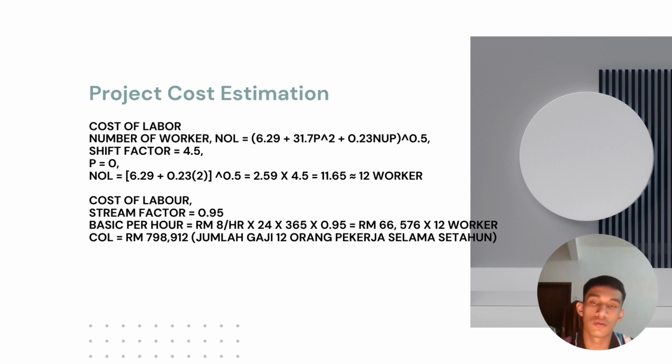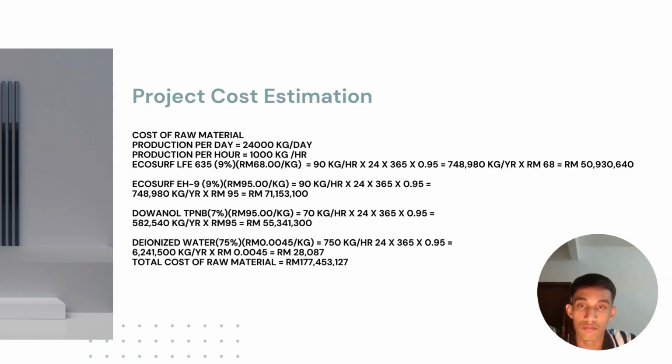So number of labor, we will get around 12 workers. For cost of labor, we multiply by the standard factor, and the minimum salary in Malaysia is around 8 ringgit per hour. After it is multiplied by the standard factor, cost of labor is around 798,912. Next is our project cost estimation, the cost of raw material. We will use 4 raw materials in this project: the first one is EcoServe LFE 635, second is EcoServe EH9, third is 1-ONE TPNB, and the last one is the NS water.